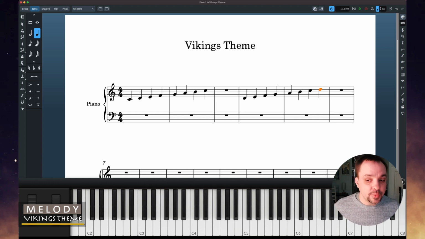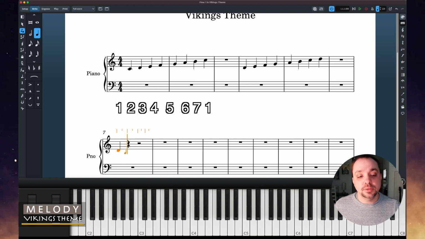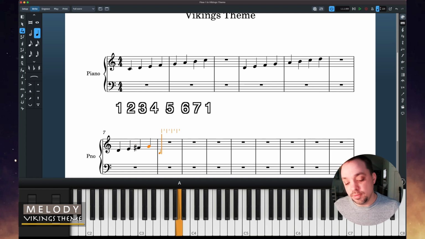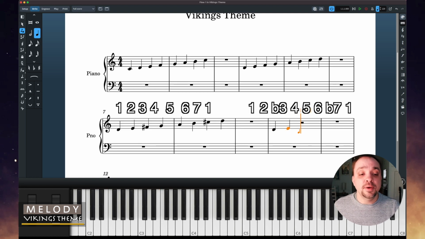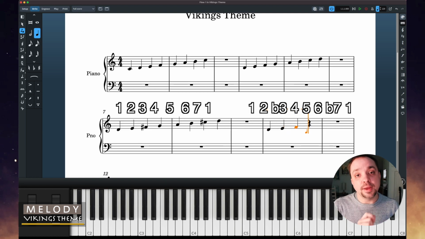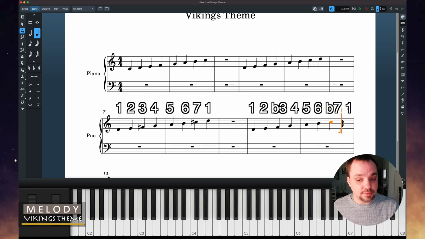The other way, the way I actually prefer to think about it, just because it lends more to what makes Dorian Dorian, is to think about the scale degrees. So again, let's do D as our major scale this time. We go 1, 2, 3, 4, 5, 6, 7, 1, right? That's our major scale. To get Dorian, the formula is 1, 2, flat 3, which means we've lowered that F sharp to F natural, 4, 5, 6, flat 7, 1.